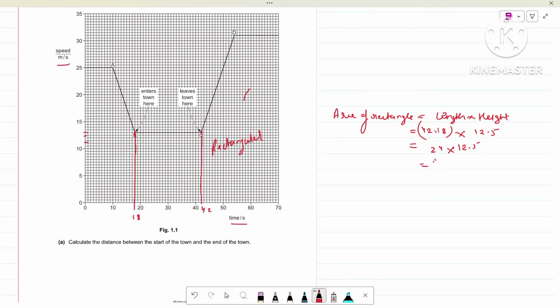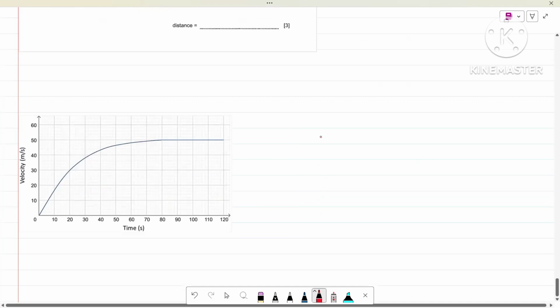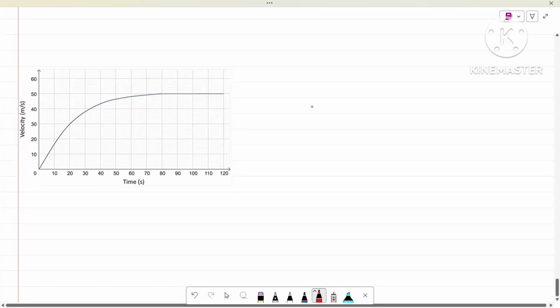300. So what does that mean? The distance covered between the start and the end of the town is 300 meters. This is how you can use speed time graph to find the distance. Now, how to find the acceleration using speed time graph? Now, if speed time graph is given and graph is a straight line.